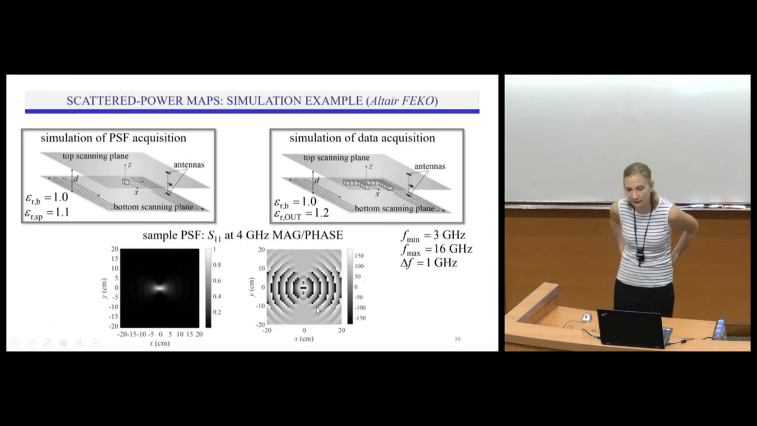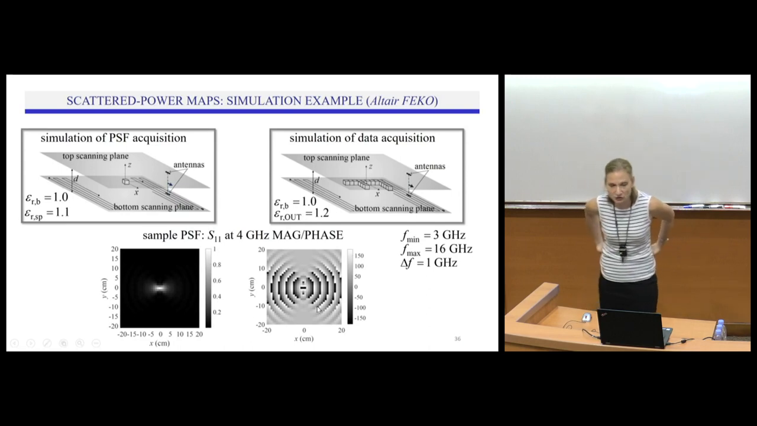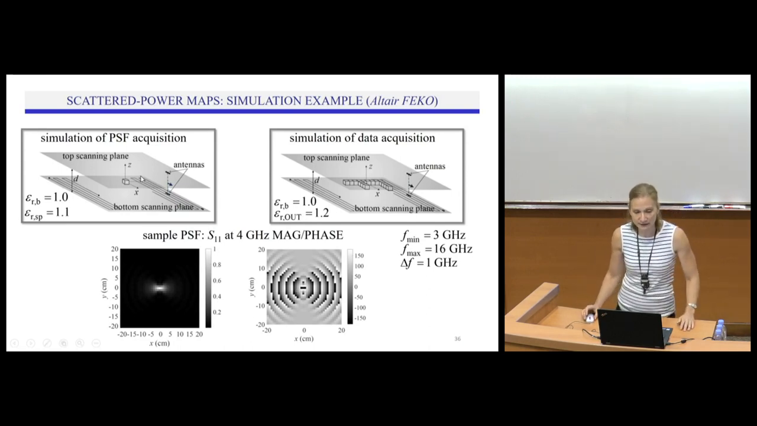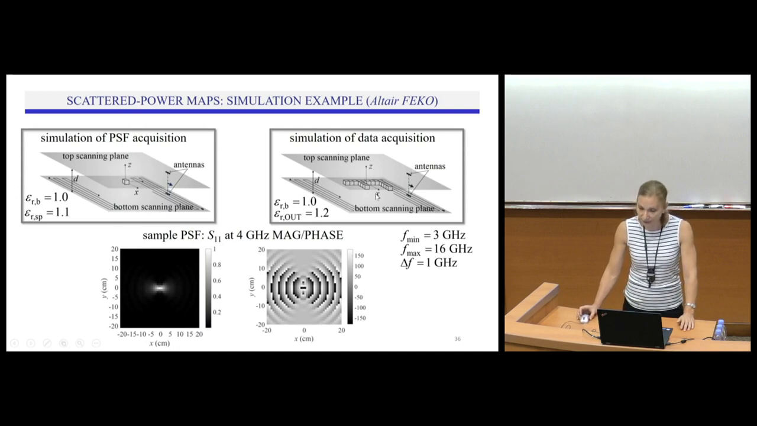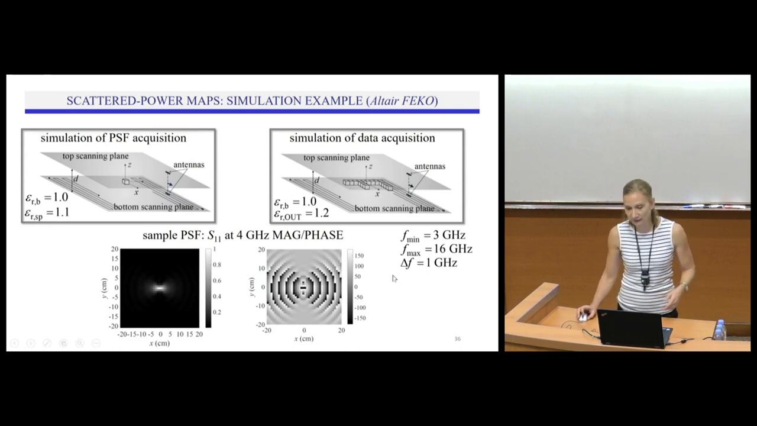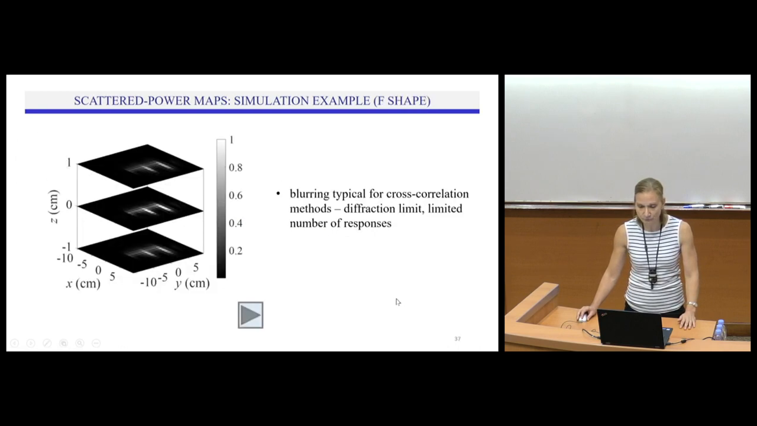And here is a very idealized simulation example where you see the simulated PSF acquisition, simulated data acquisition on an F-shaped object. Here I wanted to show you how a typical PSF looks like. At 4 gigahertz, the magnitude distribution, of course, in the center, and you see the phase in degrees. So this is your typical result.